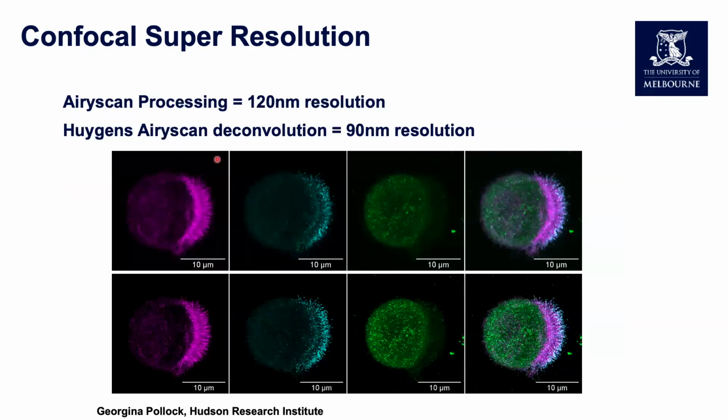One other thing that we've standardly done here is to use our Huygens license to deconvolve these AiryScan data sets. So the top row here is an example of a cell which has been processed using Zeiss's AiryScan. That gives us about 120 nanometer resolution, versus Huygens processing, which provides an increase in resolution as well. So again, hopefully you can see visually the differences between those two.